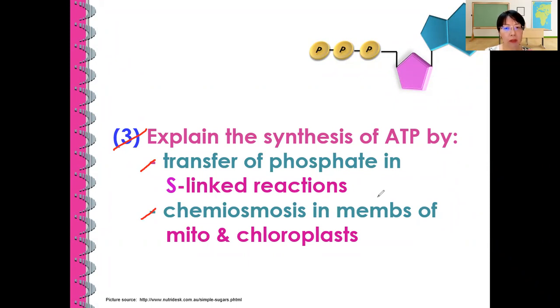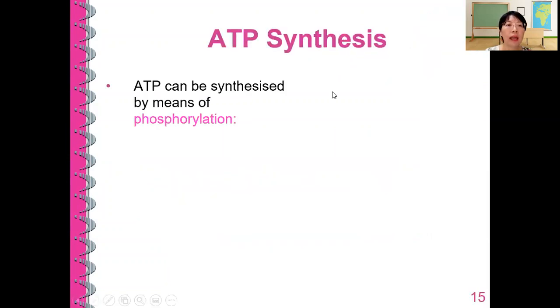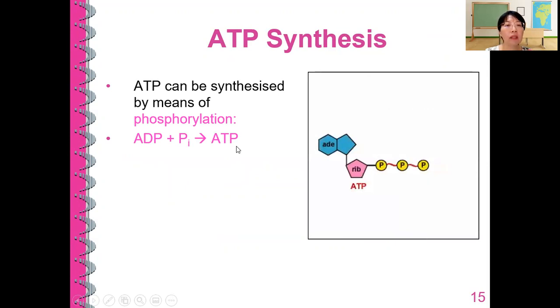So for the three reactions I mentioned, one of the reactions is over here. The second and the third reactions are over here. So altogether, three reactions. Okay, so we're going to look at these three reactions in more detail now. So first one, ATP synthesis. ATP can be synthesized by means of phosphorylation, which means we add inorganic phosphate to ADP to form ATP. So all ATP synthesis is by the process called phosphorylation.